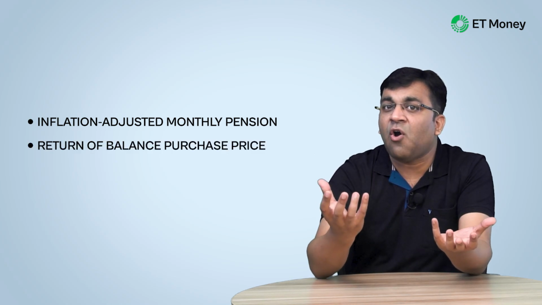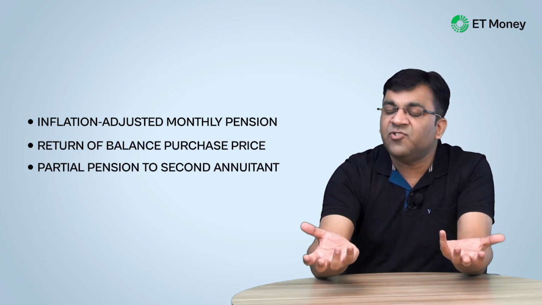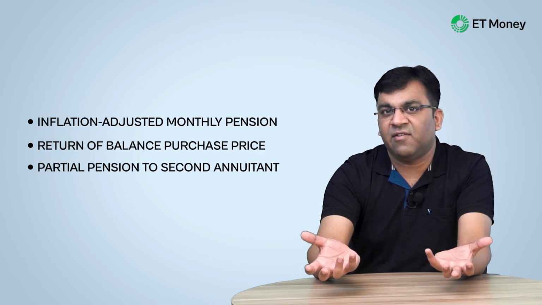In fact, life insurance companies are continually coming up with more and more options. Inflation adjusted monthly pension, return of balance purchase price, partial pension to second annuitant, etc. So if you want a more updated portfolio of annuity options, do access the life insurance company's website for more details or talk to your life insurance agent.